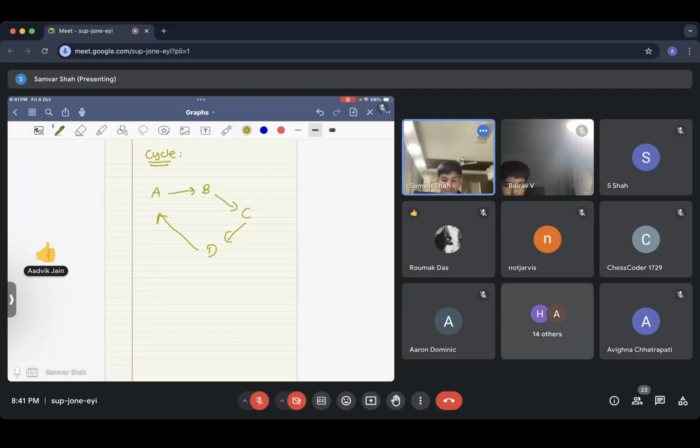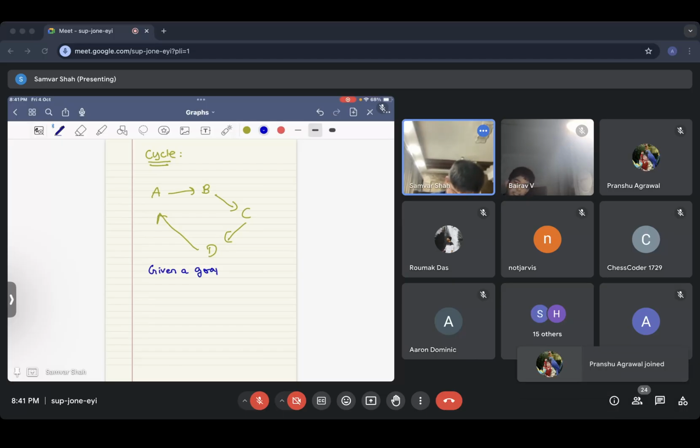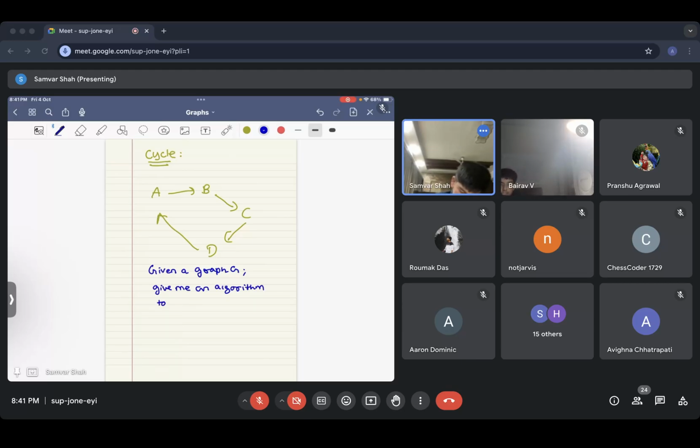Okay, so now I'm going to ask a question. Given a graph G, give me an algorithm to check if G has a cycle. I'll also give a hint: use what we just learned.